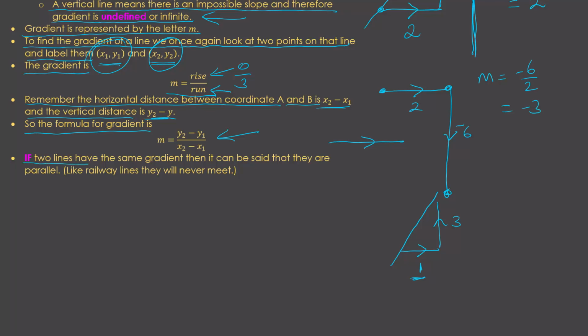If two lines have the same gradient, then it can be said that they are parallel. Like railway lines, they will never meet.